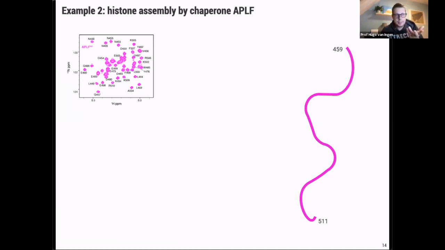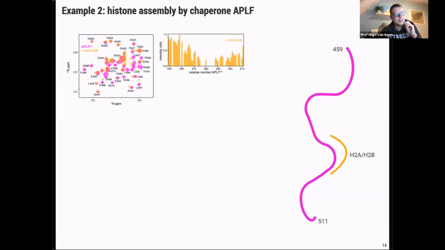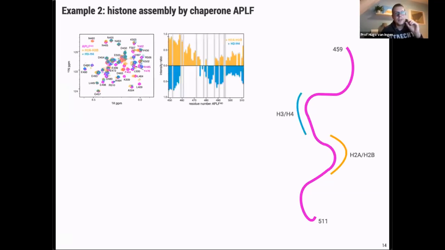We started from an NMR titration experiment, adding the core histone H2A, H2B complex to APLF, looking at the NMR spectra, seeing peak intensity changing, mapping the binding site. And to our surprise, we found that this protein can actually also bind the other core histone complex, which is called H3, H4. And these two histone complexes are bound by adjacent and non-overlapping binding sites.